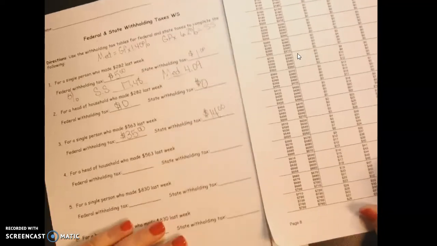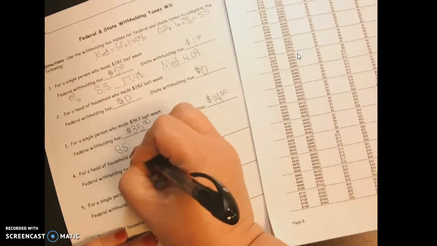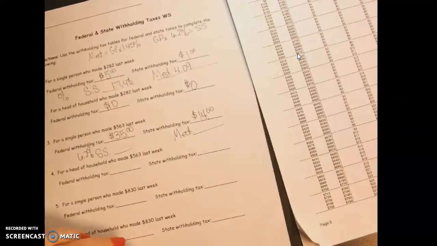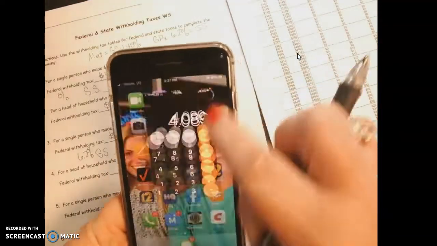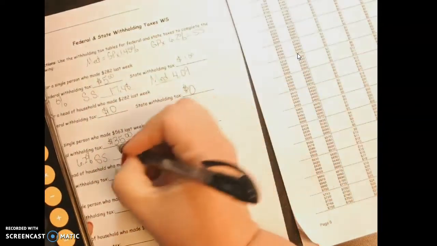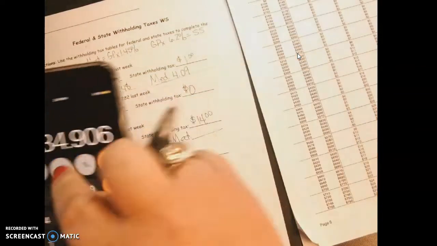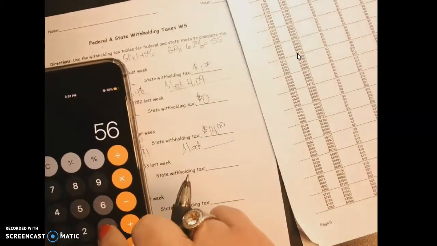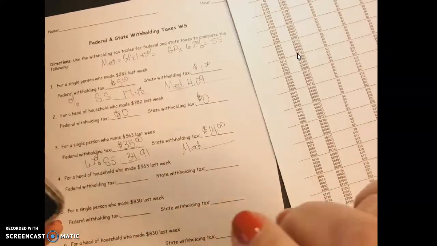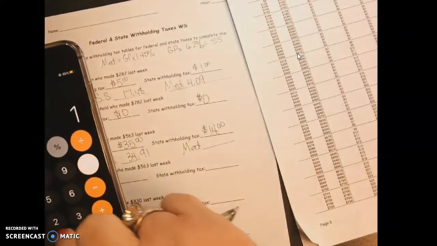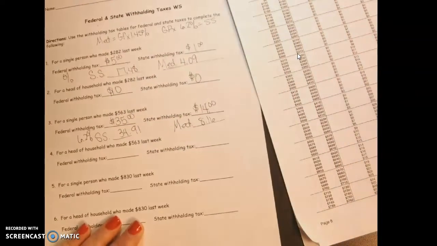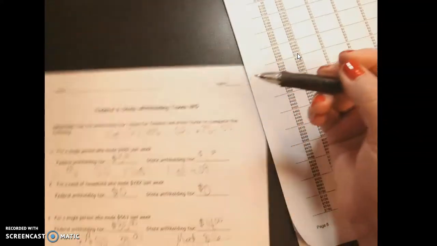All right, this time we can find Social Security and Medicare. 6.2% times 563 is $34.91. Medicare, 563 times 1.45%. Oh, I messed up on my calculator there. Let's do that again. $8.16. Okay, let's go ahead and flip on the back.